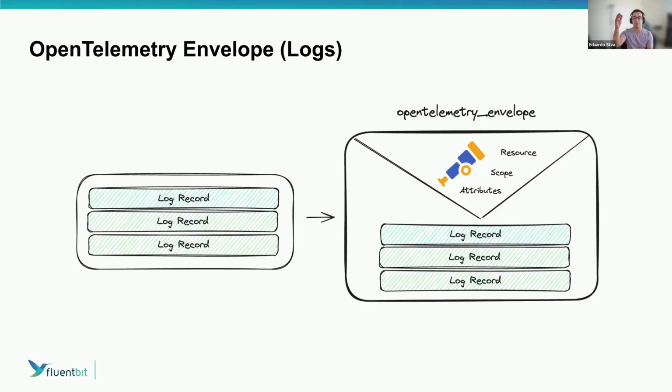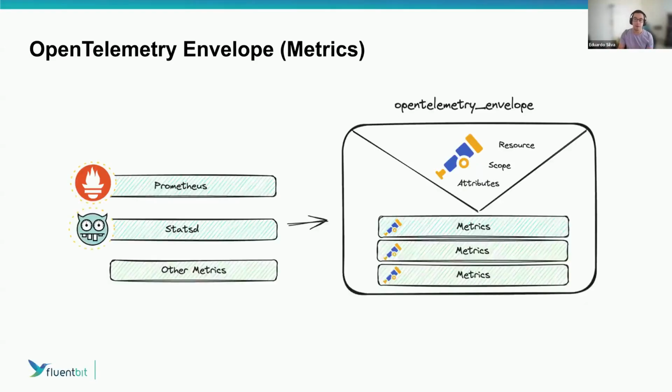So the envelope pretty much puts the result, the scope, the attributes, and everything. And that allows you to move this information in an OTLP compliant way to different endpoints. And with 3.2, we implemented this as well for metrics. So for example, if we are scraping metrics from a Prometheus endpoint, or receiving over remote write, or you're receiving metrics over statsd, and you want to send that to an OpenTelemetry endpoint, you can use the OpenTelemetry envelope as well. For traces, it's not needed because traces is just OpenTelemetry format.